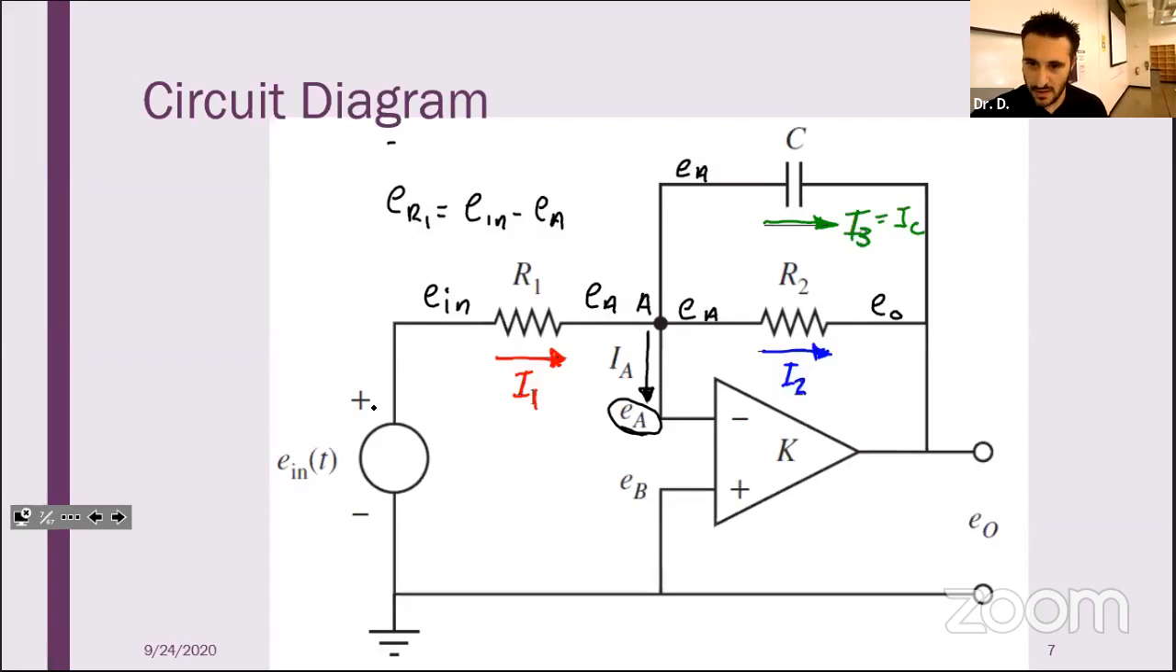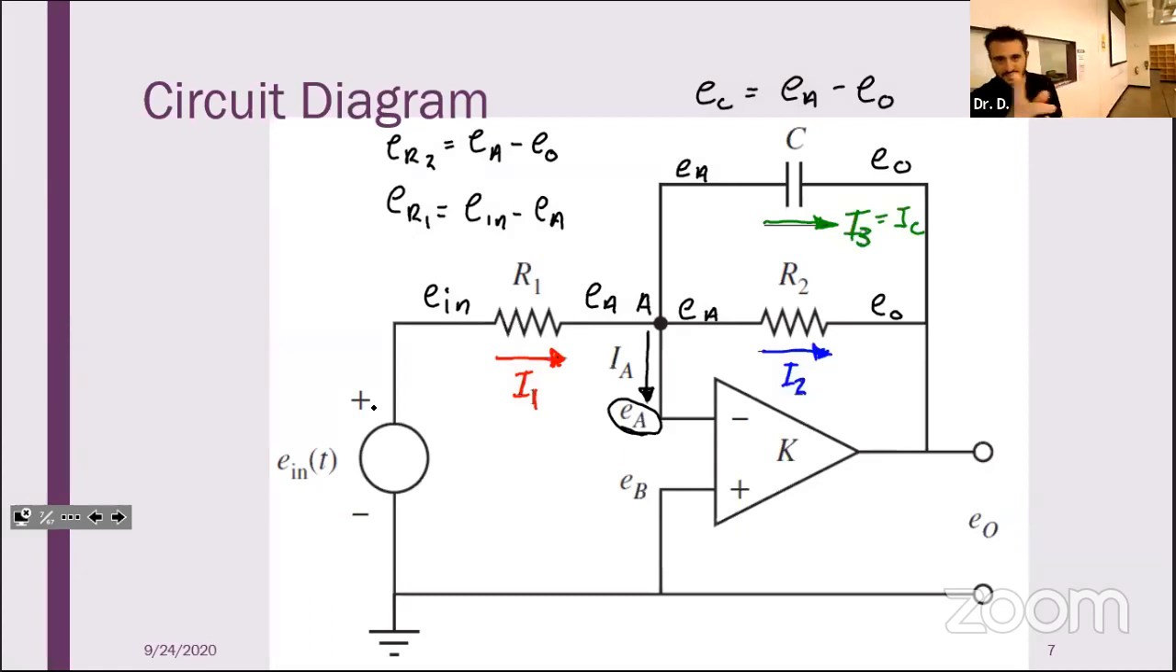So ER2 is going to be EA minus E out. Now this is the one that's tricky, because we can talk about the voltage drop across the capacitor, and that's also going to be EA minus E out. But our equation is in terms of E dot, not E, so we have to take the derivative.